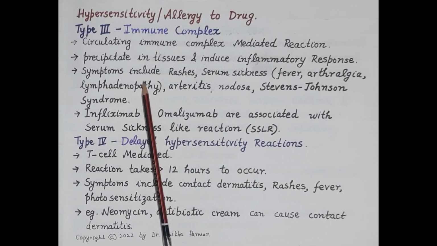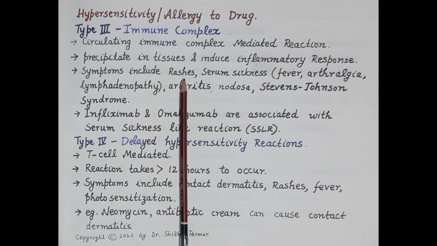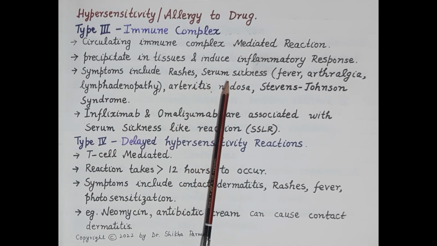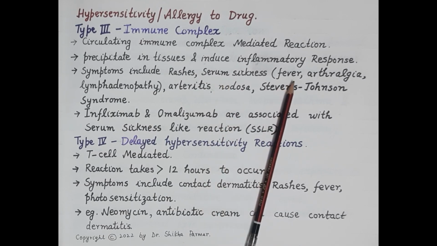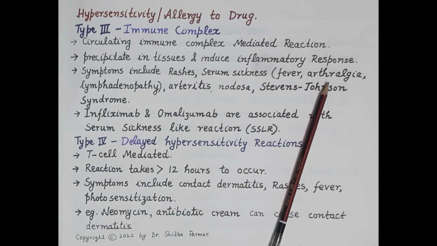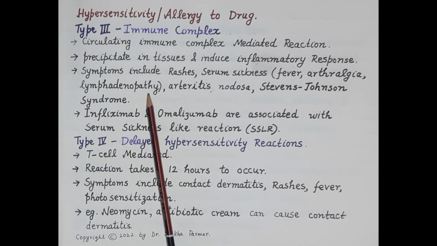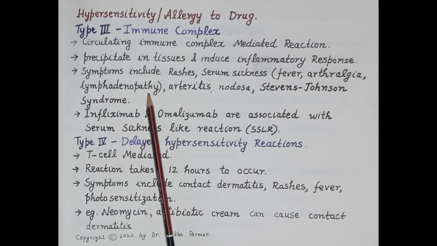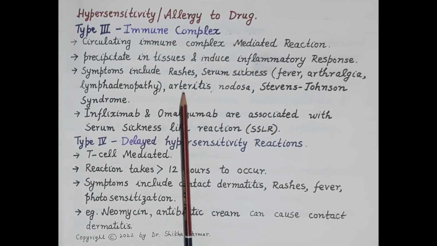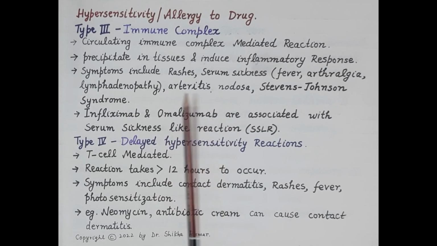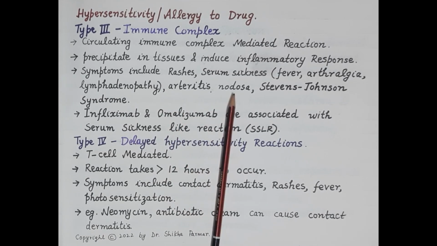Now, symptoms of type 3 allergic reactions are rashes on the skin, then serum sickness, an allergic reaction that is characterized by fever, then arthralgia, that is pain in the joints, lymphadenopathy, that is enlargement of lymph nodes, all because of the hyperactivation of the immune system of the body. Other symptoms are arteritis, that is inflammation or swelling of blood vessels, arteritis nodosa, that is formation of nodules in the walls of arteries due to allergy and inflammation.